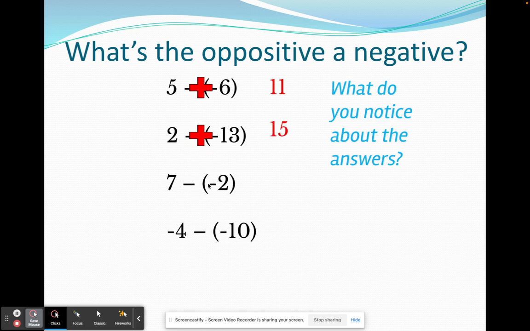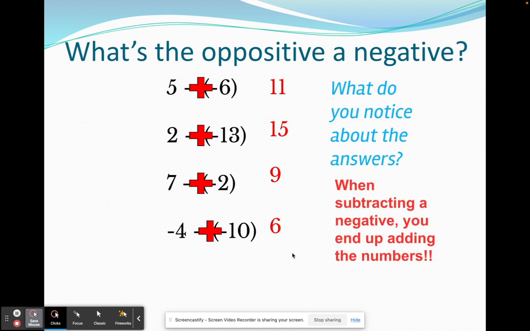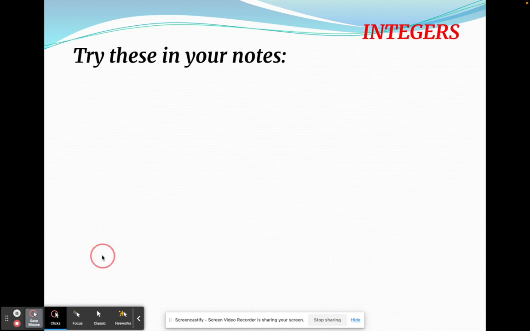7 minus a negative 2. Well, the opposite of a negative is a positive. 7 plus 2, 9. Negative 4. The opposite of this negative 10 is a positive 10. Then my positive number is larger than my negative number, so my answer is going to be 6. So when subtracting a negative, you end up adding the numbers. Try these ones.